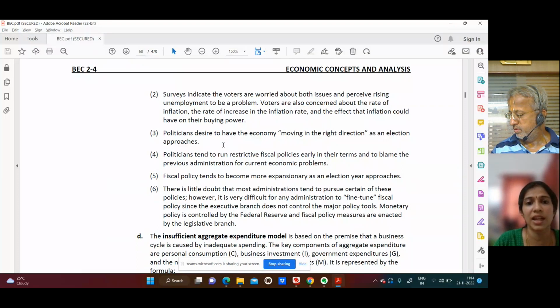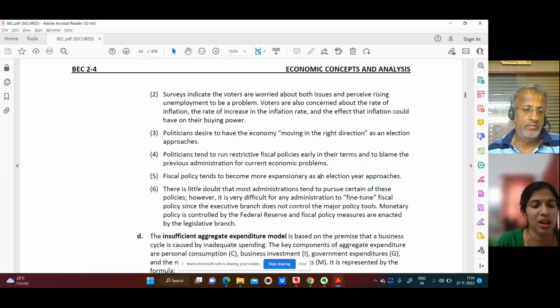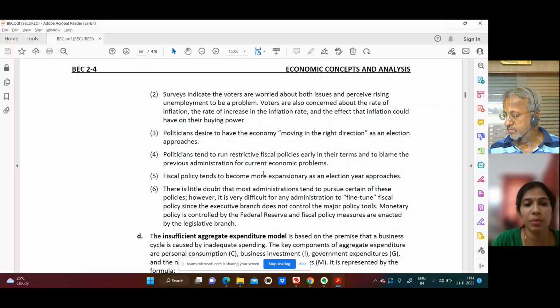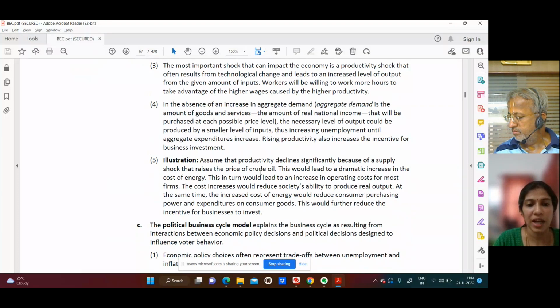They're just trying to explain that politicians desire to have the economy moving in the right direction, and tend to run restrictive fiscal policies early in their terms. Every government can also talk about what has happened in the previous government, or what was not done correctly in the previous government. There could be n number of brainstorming sessions on all that. But basically this theory says that the interaction between political and economic decisions causes the business cycle, right?